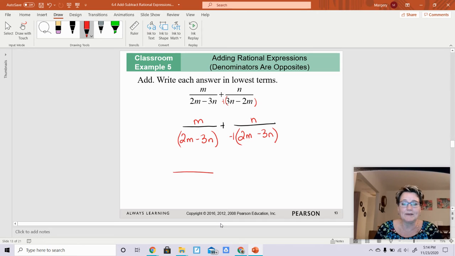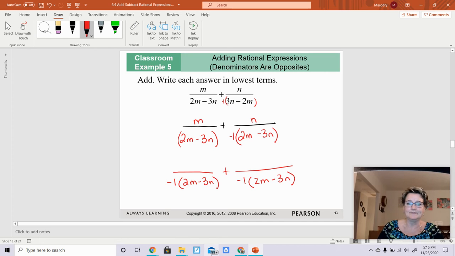My common denominator is going to be -1 times 2m minus 3n. They both have to have that, -1 times 2m minus 3n. I could have done something else. I could have made this a subtraction problem and moved the minus up to the numerator, but we're just going to go with this. Now, first of all, what are you missing from here that is in here?